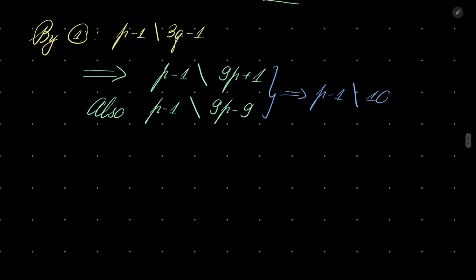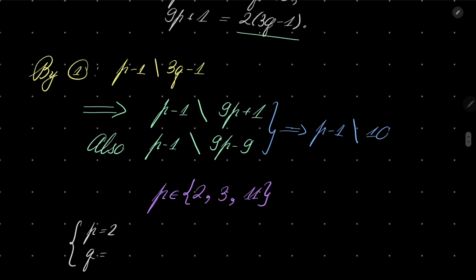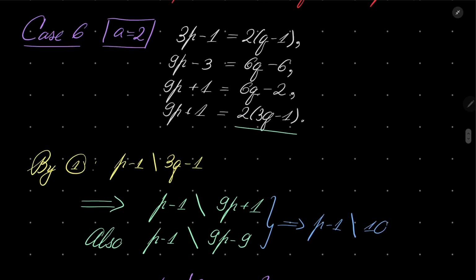Well, we have only a couple of options. 2, yes. 3, yes. 5, no. 7, also no. And 11. So P must be one of these numbers. And let's find Q for each possibility. Well, if P equals 2, what is Q? Well, let's copy this condition.